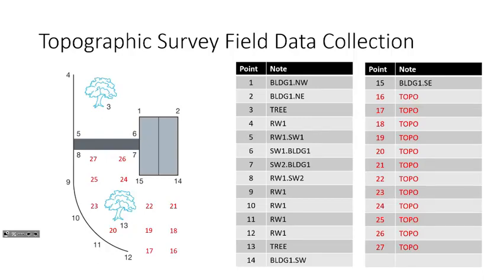What is point number 3? It's a tree. What is point number 4? The right-of-way. You know what I mean? What is 16 through 27? We'll probably just code those topo because that's just the land, okay? So the coding method that you use is going to be really important. I'm going to let your group decide how you want to organize that data.